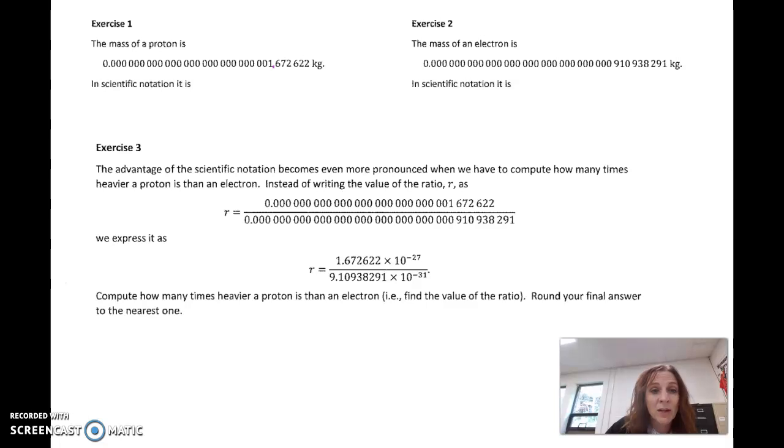Remember, we have the decimal point. We want it between the first two non-zero digits. So this becomes 1.672622 times 10. It's always times 10. And then you basically count the number of decimal places. If you go from where you want it to where it is, 1, 2, and count correctly.